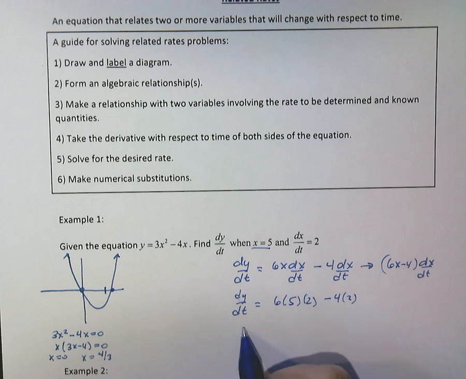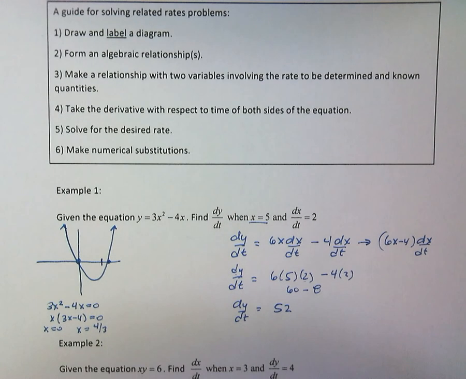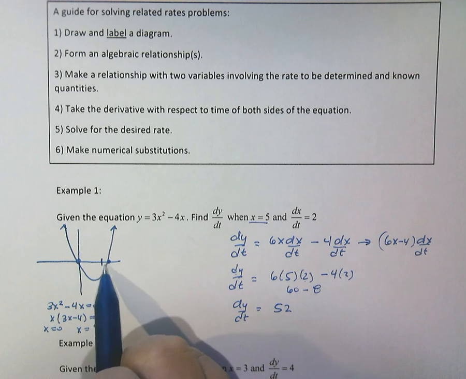So dy/dt, 30 times 2 is 60, minus 8 is going to be 52. This does not have units because I did not apply units to the equation. But what I'm looking at is when x equals 5.